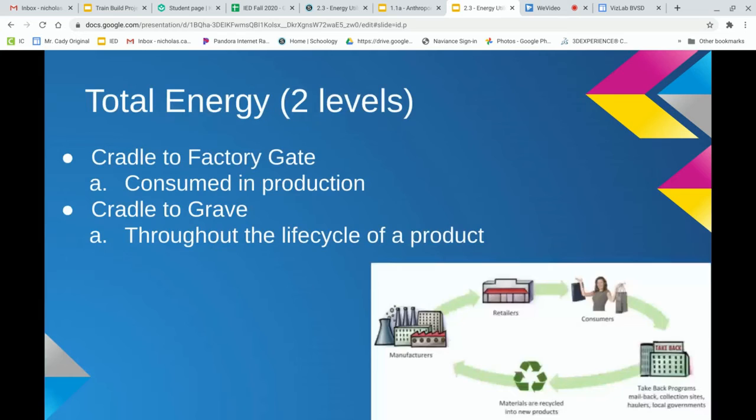Total energy. There's two levels of the total energy involved in a product. You can have what's called cradle to factory gate. So basically from the harvesting of the raw materials to the actual production of the product, and then when you ship it out, only through that point. So it's the amount of energy consumed through production. You also have cradle to grave. So that includes the amount of energy not only through production, but also the entire life of that product and into the disposal of that product.